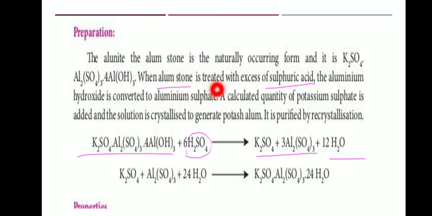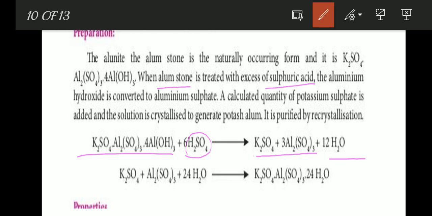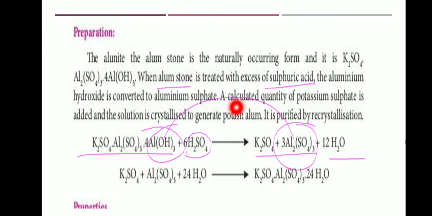When alum stone is treated with excess sulfuric acid, the aluminum hydroxide is converted into aluminum sulfate. A calculated quantity of potassium sulfate is added and the solution is crystallized to generate potassium alum. It is purified by recrystallization.